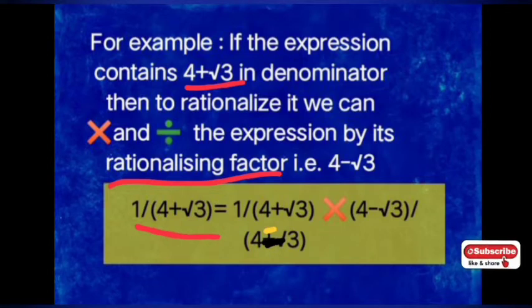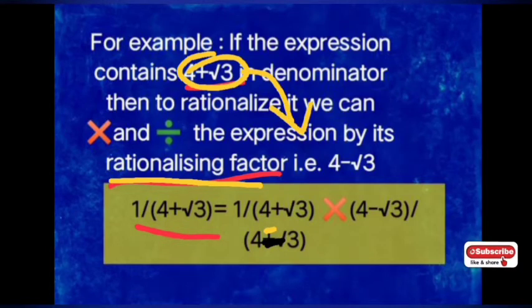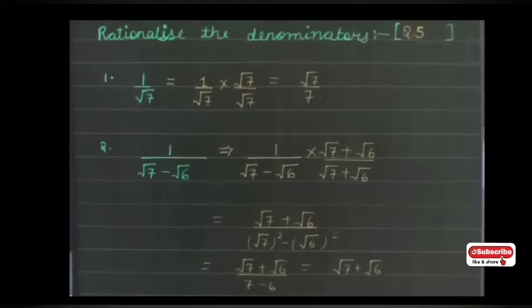So remember, what is rationalizing factor? It's just the negative of the root. You have to convert that root sign into negative. Let us have some examples for that. Over here you are having 1 by root 7, and you have to rationalize the denominator. As you can see in this expression, the denominator is a root number, that is root 7.